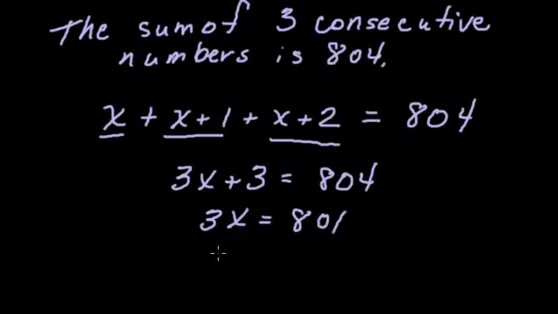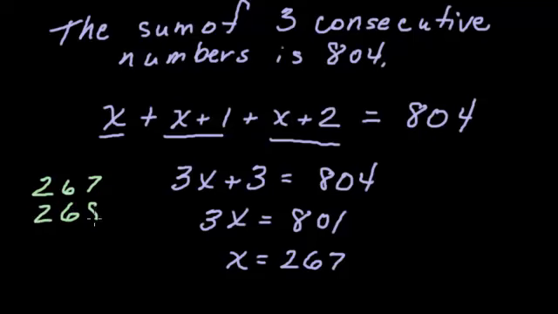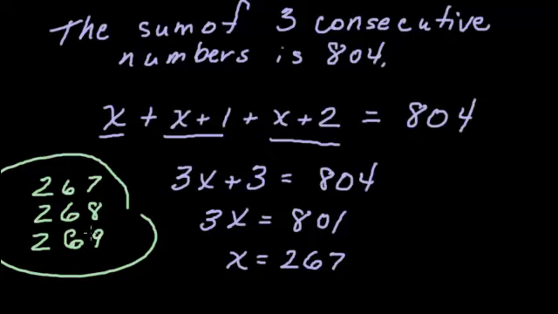I'll divide both sides by 3, and I'll get that x is, let's see, 3 goes into 8, 2 times, 2 times 3 would be 6, 18, 21, okay, so I think the first number would be 267. Now, they wanted me to find all 3 numbers. I always need to make sure that I've answered the question. So, if the first number is 267, I'll just write them in a list over here to the side. It would be 267, then 268, and then 269. And if I were to add up these 3 numbers, I should see that their sum is 804.